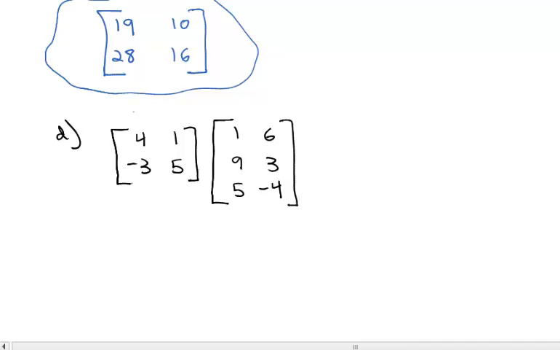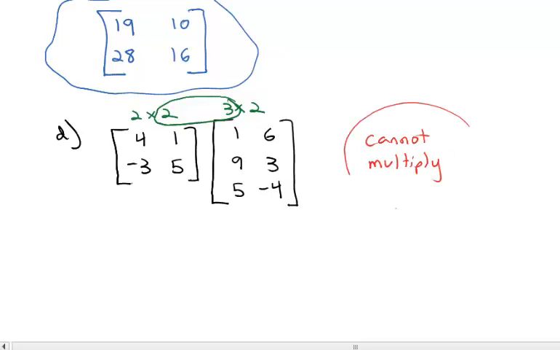Checking our dimensions, the first one is a 2 by 2 matrix, 2 rows, 2 columns. The second matrix is a 3 by 2 matrix, 3 rows, 2 columns. Notice the middle numbers do not match. We cannot multiply these matrices together because those middle numbers don't match.